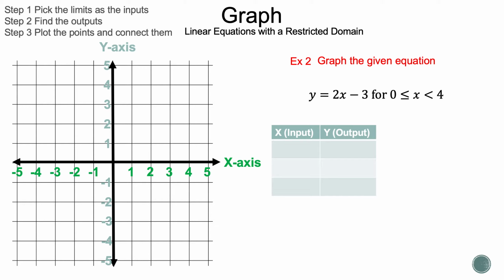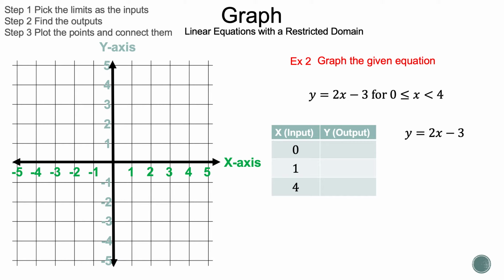So we're going to go ahead and pick 2 input values, and those will be 0 and 4, because once again the restricted values or the limits on our equation are given to us, so we have to use those two input values. Now let's pick a point in between 0 and 4. Let's pick 1 because it's one of the smallest numbers you can pick. Now let's go ahead and start showing our work.